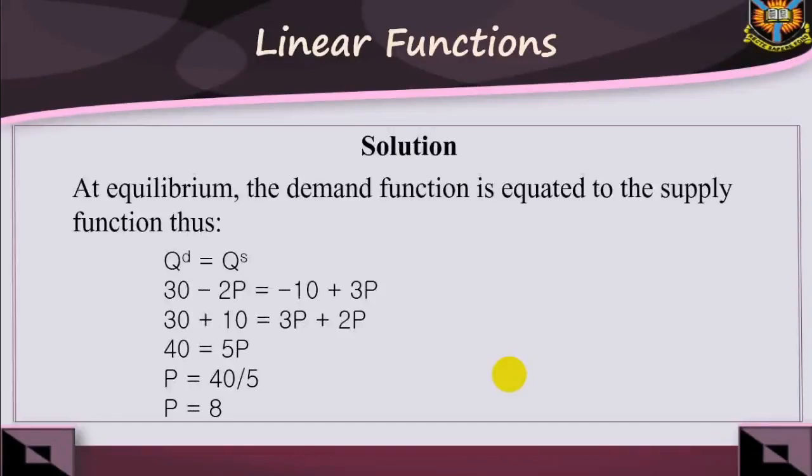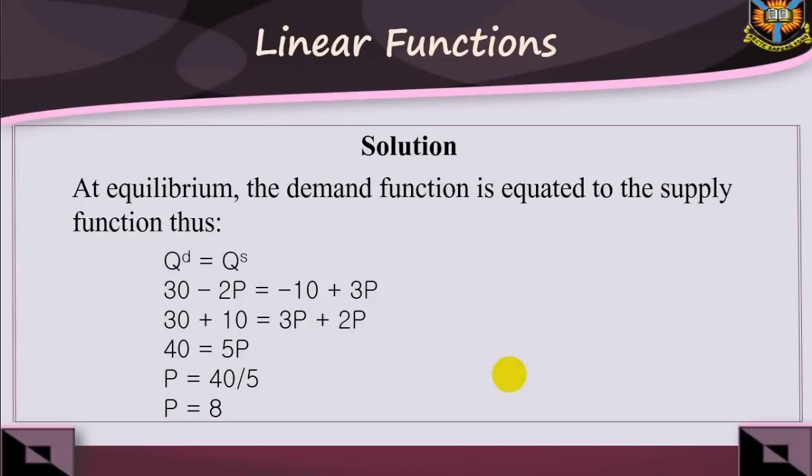Solution. At equilibrium, the consumer and the producer are expected to have reached an agreement on the quantity that will be bought and sold, as well as the price that will be paid and received. Therefore, equating the demand function to the supply function will help solve the problem. That is, QD equals QS, which gives 30 minus 2p equals minus 10 plus 3p. 30 plus 10 equals 3p plus 2p. 40 equals 5p.